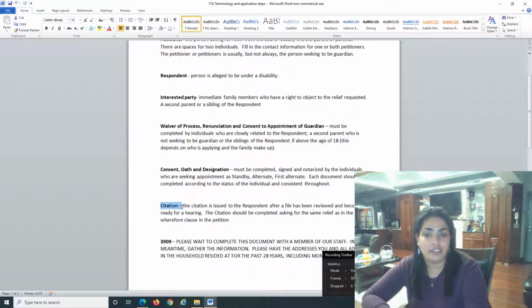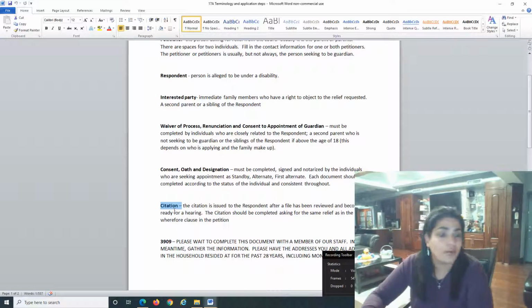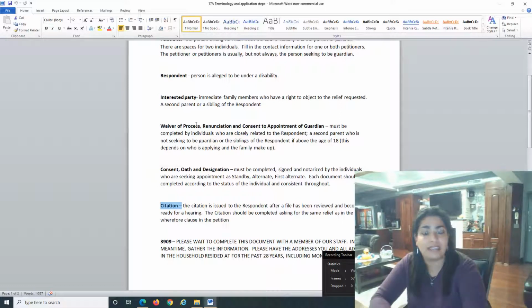A citation is a document that has to be served, number one, on the respondent, but it also has to be served upon anybody who is an interested party who did not submit a waiver and consent. So we do a citation to make sure that all the interested parties have notice of this proceeding and that they're either consenting to the relief or, more importantly, they're not objecting to the relief. So interested parties are either going to fill out a waiver, or if you cannot get them to sign a waiver, then they have to be cited. The respondent always has to be cited.